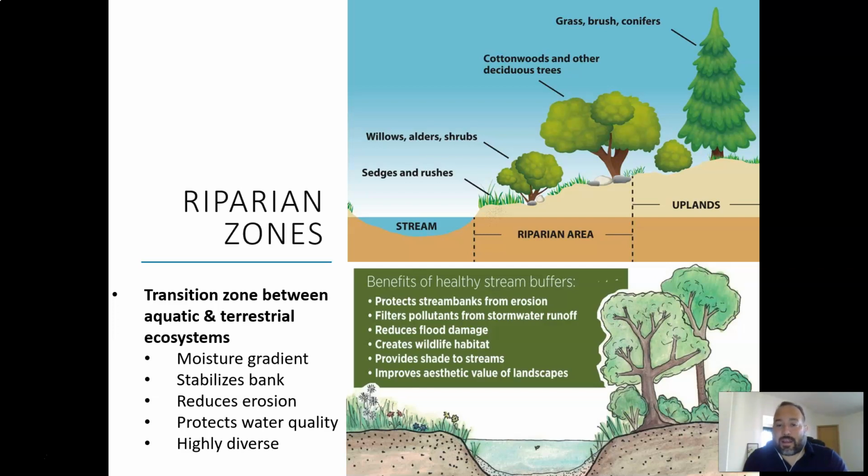Whenever you get lots of different plant species, or lots of different producers, you're going to get lots of different animals. So it becomes a big area in terms of diversity. It also can help reduce flood damage. They help create wildlife habitat. They provide shade for the streams to prevent thermal pollution, and they also are aesthetically pleasing. So riparian zones provide a huge benefit for these aquatic ecosystems.